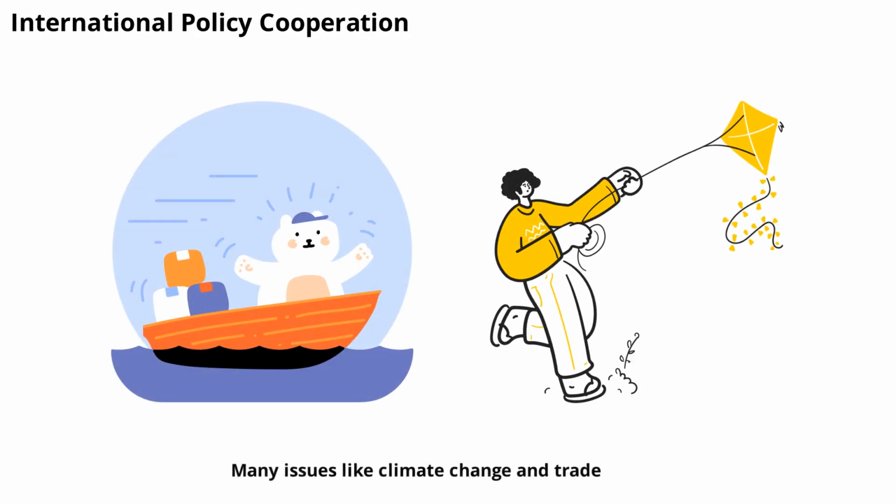Many issues, like climate change and trade, require cooperation between countries. Governments work together through international organizations, treaties, and agreements to address global challenges. International policy cooperation helps promote peace, stability, and shared prosperity. It also allows countries to learn from each other and find solutions that work across borders.